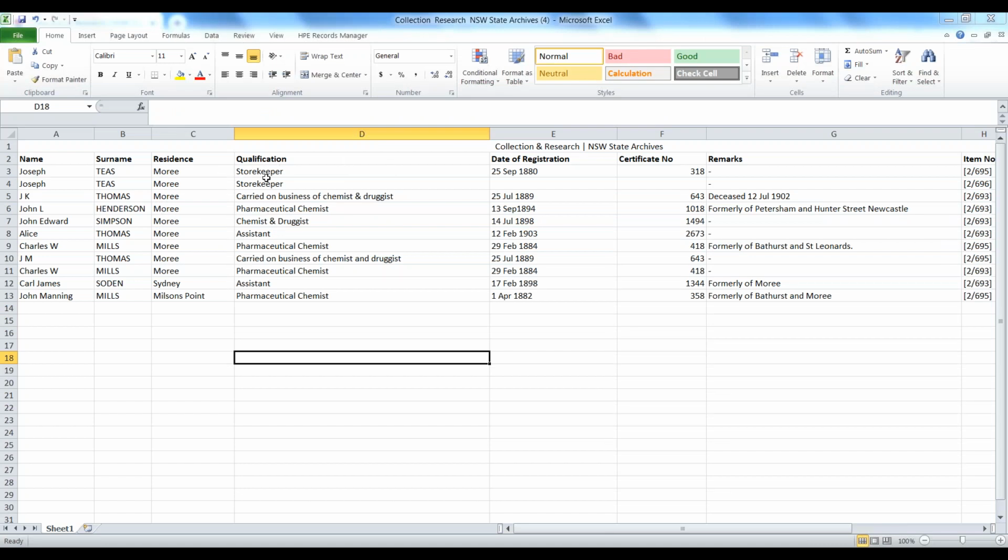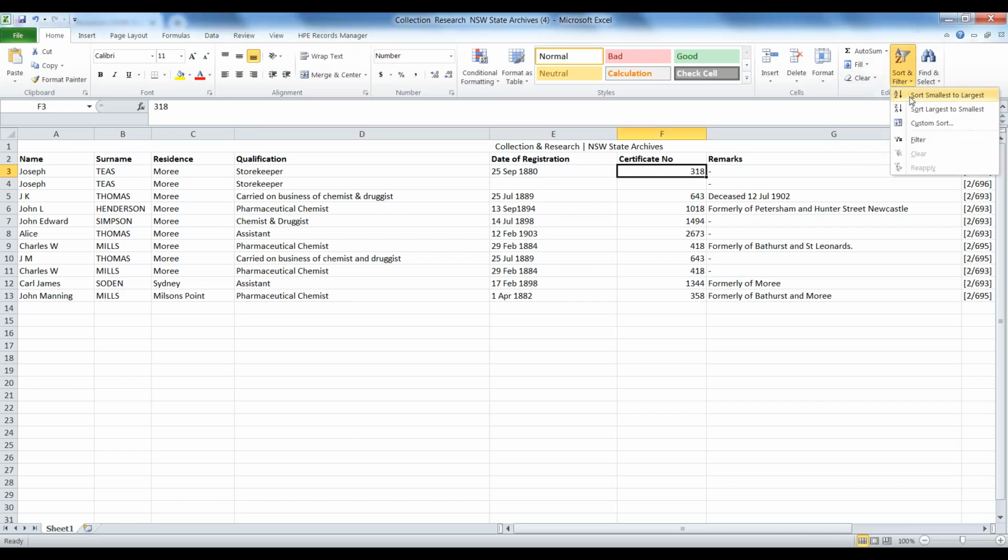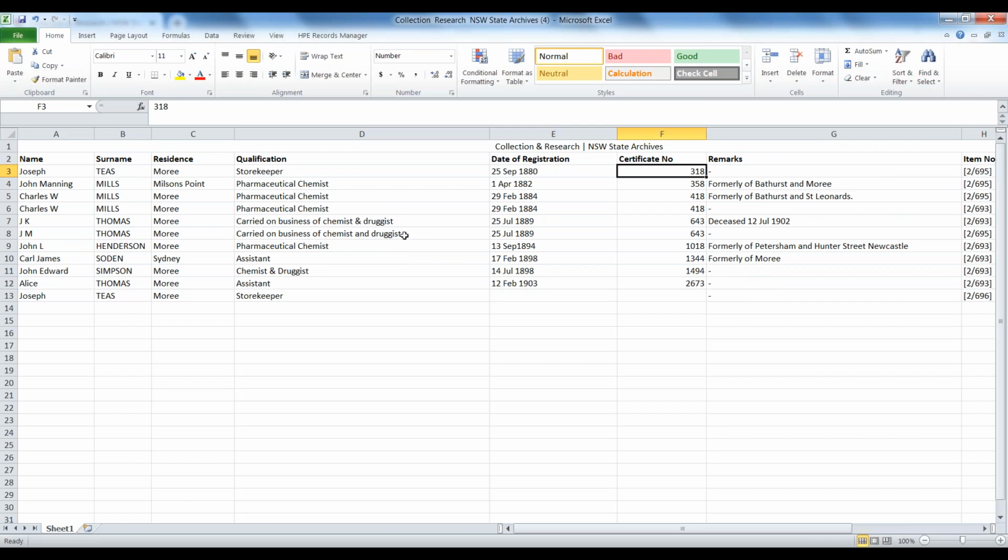So you can see that there's been a number of chemists and druggists, but looking at the date range, there probably hasn't always been a registered pharmacist, druggist, or chemist in the town. The qualifications differ quite significantly. It's still something to think about. Were there people carrying out these professions in the area that you're interested in?